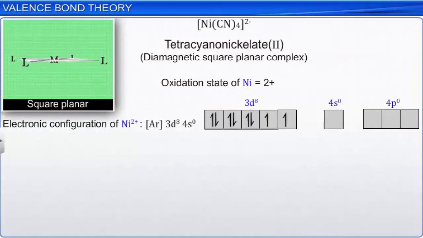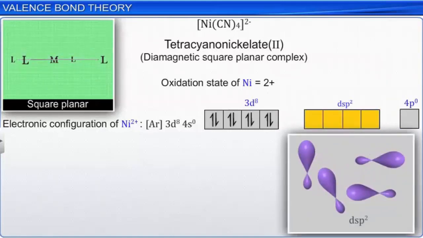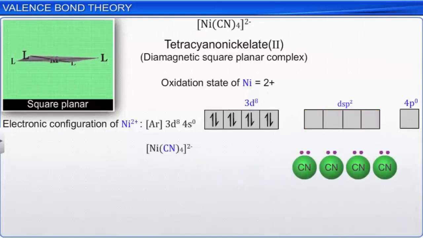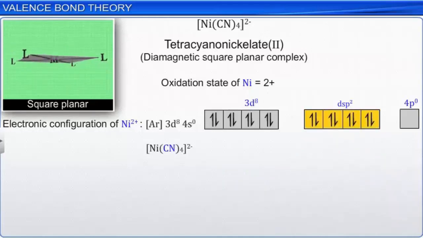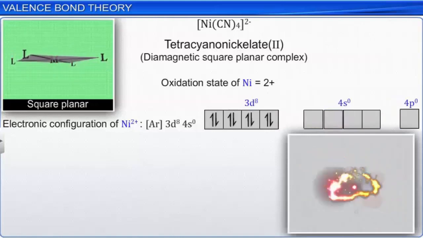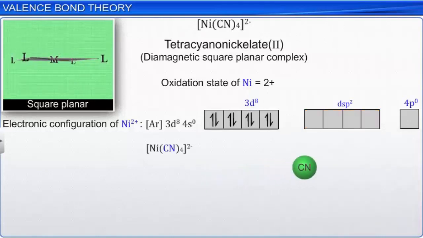There is no electron in the s orbital. For this nickel 2 plus ion, magnetic studies suggest that tetracyanidonickelate is a diamagnetic complex. Why? Because the two unpaired electrons are forced to pair up by the strong field ligand, cyanide. So this metal ion undergoes dsp2 hybridization. There are 4 dsp2 hybridized orbitals, and 4 pairs of electrons from the cyanide are donated to these dsp2 orbitals. The geometry of this complex is square planar.